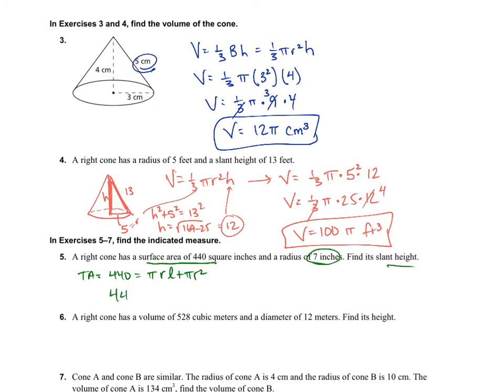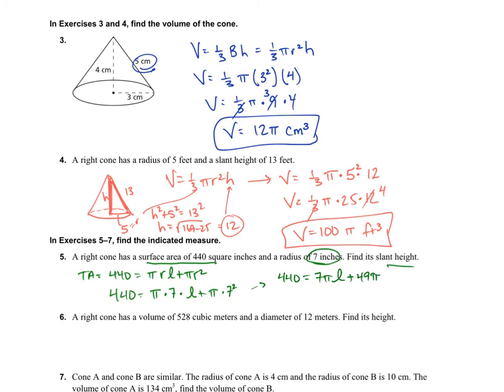So 440 equals pi times 7 times L plus pi times 7 squared. So all I did was put in that radius. Let's finish the problem over here. 440 equals 7 pi L plus 49 pi.